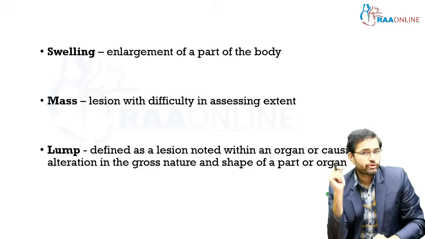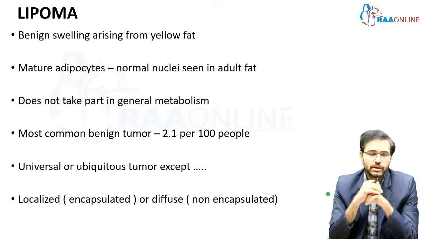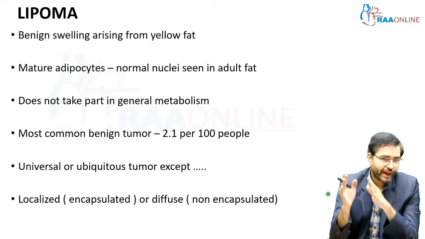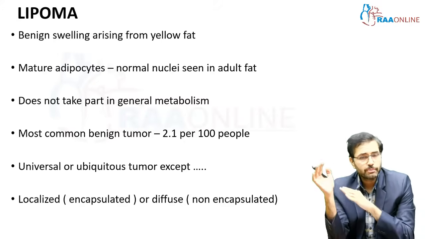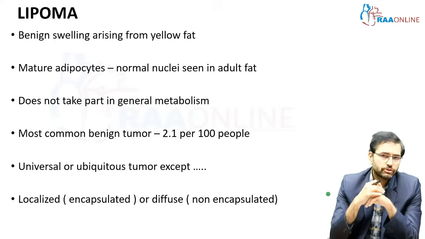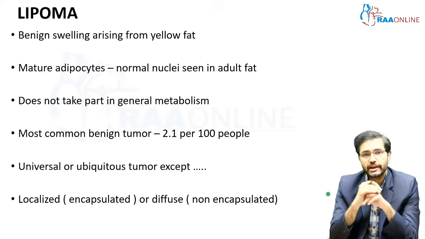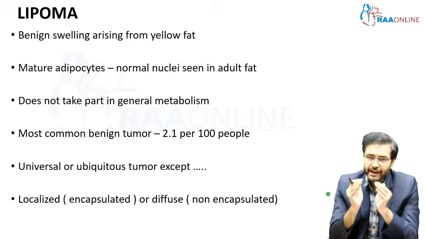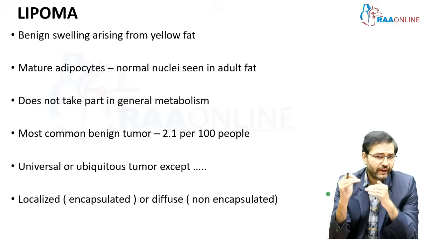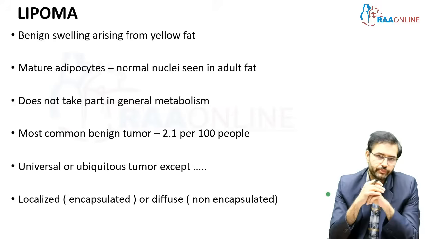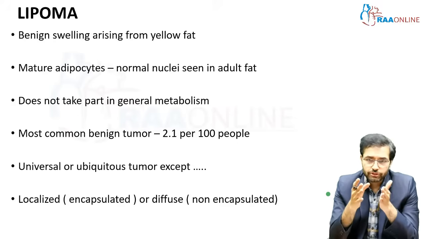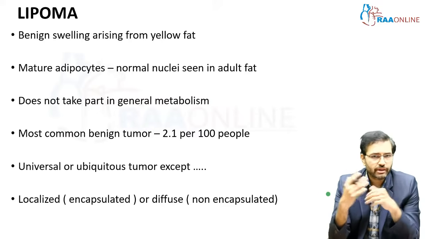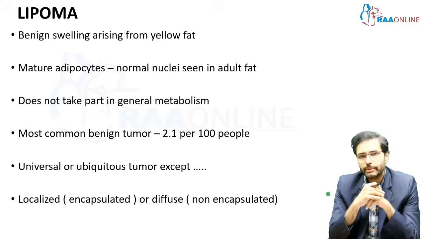Let's now go on to the first swelling, which is a lipoma. Lipoma is a benign swelling arising from yellow fat. The terminology yellow fat denotes mature adipocytes or adult fat. Mature adipocytes have normal nuclei and are commonly seen in adult fat. The most important characteristic of mature adipocytes is that this fat does not take part in general metabolism. So, when a person loses weight over a period of time, the body fat content might reduce, but these lipomas do not reduce in size because they do not take part in general metabolism.